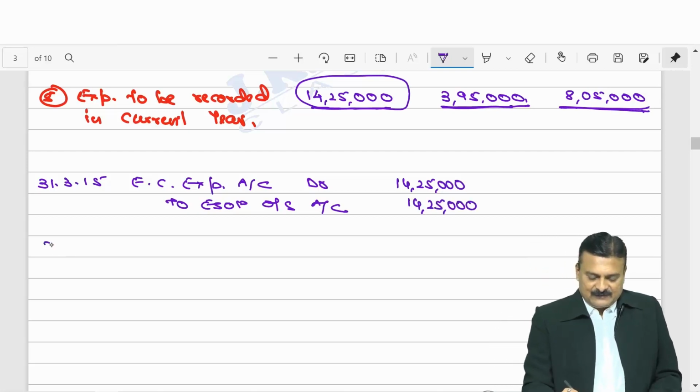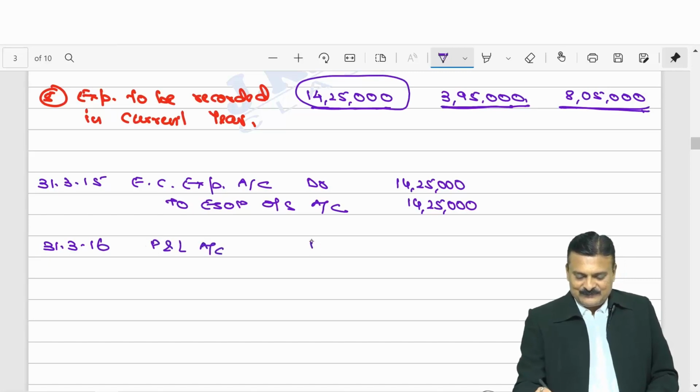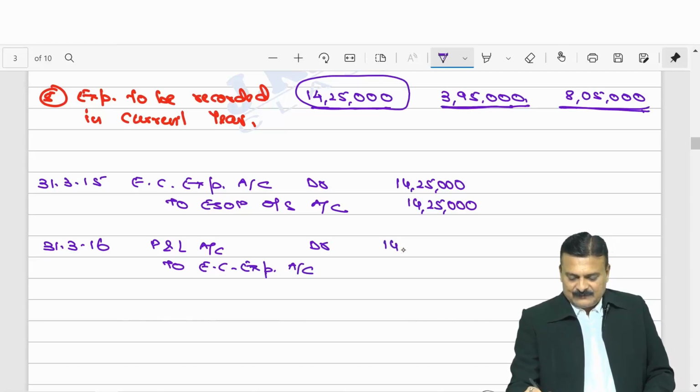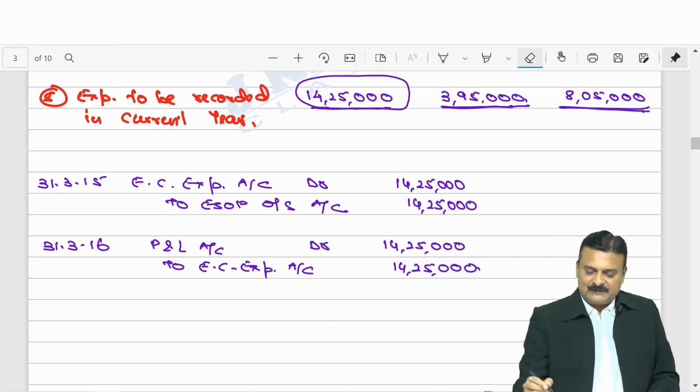Second entry at the year end, 31st March 15. Transferring the expense to P&L. So my entry will be P&L account debit to employee compensation expense account, 14,25,000. This was first year. 31st March 15.